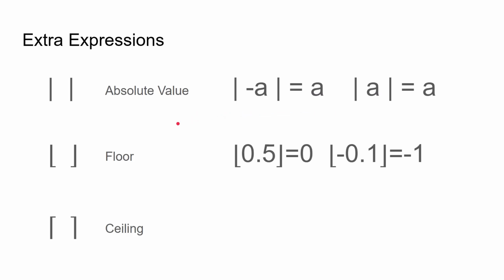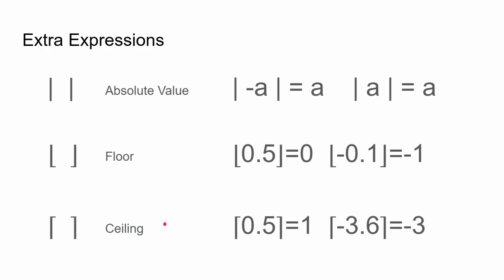Next is the floor. So this is essentially just rounding down. So if you have any fractional part, that's not a whole number part or non-integer part, then you'll just round down to the next integer. So 0.5 would round down to 0. Negative 0.1 would round down to negative 1.